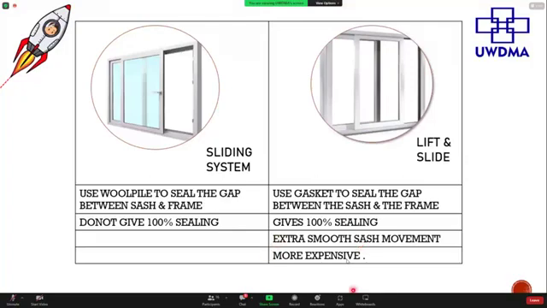But yes, they are a little more expensive than a regular sliding system. It will be a little more expensive, but yes, it can give you much better functionality than a sliding system.